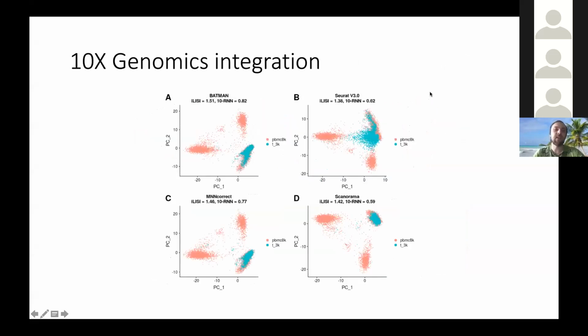And then finally, when we look at the results, we see that, for example, the three methods, Batman, MNN correct, and Scanorama, were able to correctly solve for the batch effects, with Batman outperforming other methods in terms of both metrics, while Seurat in this case failed because it probably matched some cells with cells coming from two wrong clusters.